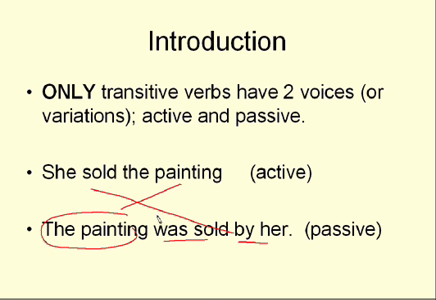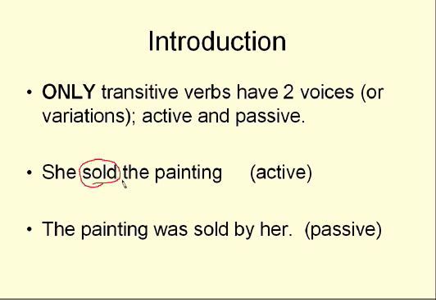To make the passive, this transitive verb is then transformed into the third form: sell, sold, sold. It's that third form, the participle, with the form of the verb be in the helping position there.